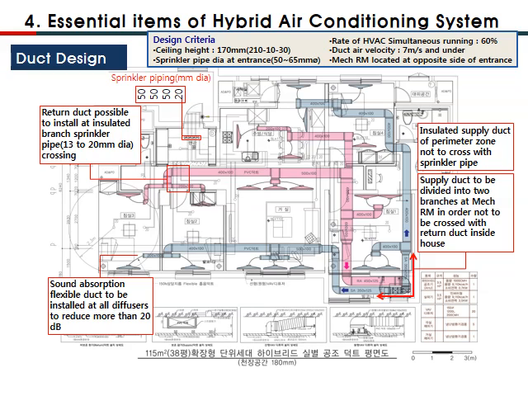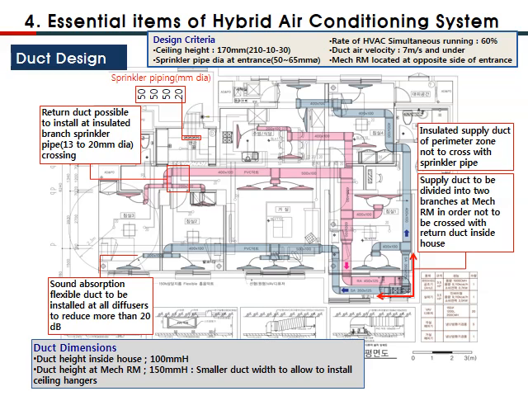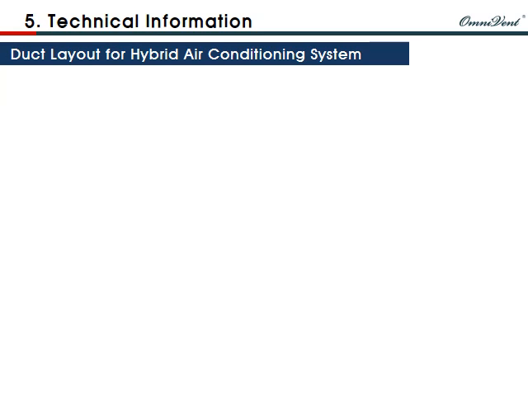Sound-absorbing flexible ducts must be installed between the VAV diffuser and the connecting branch duct to prevent sound from traveling to other rooms and to eliminate AHU fan noise. Main duct height at AHU room and adjacent area must be 150 mm to avoid interruption of ceiling panel installation. From now on, more detailed technical information will be introduced.